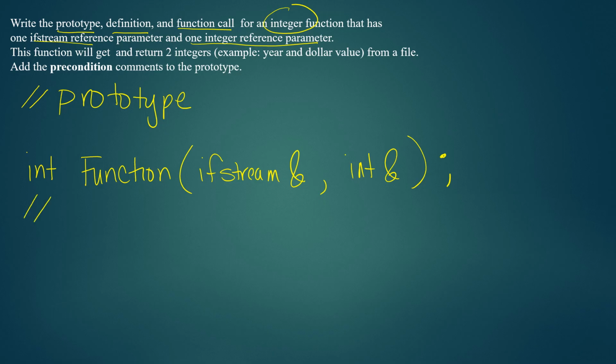And then it says to add the precondition. The precondition indicates an understanding of what must be true before you can use this function. So I didn't say postcondition, I just said precondition. So what must be true in order to use this function? In order to use this function, you must have a file stream. So you must have connected.